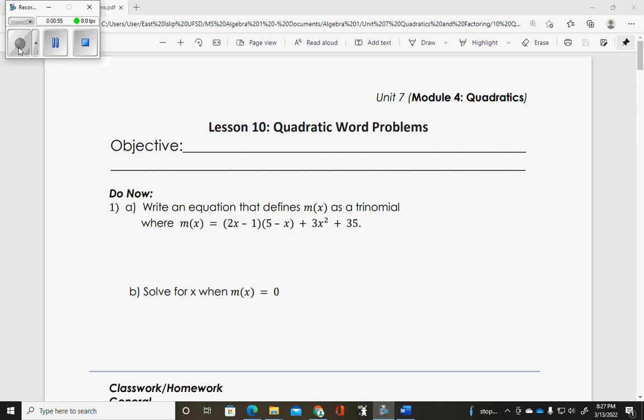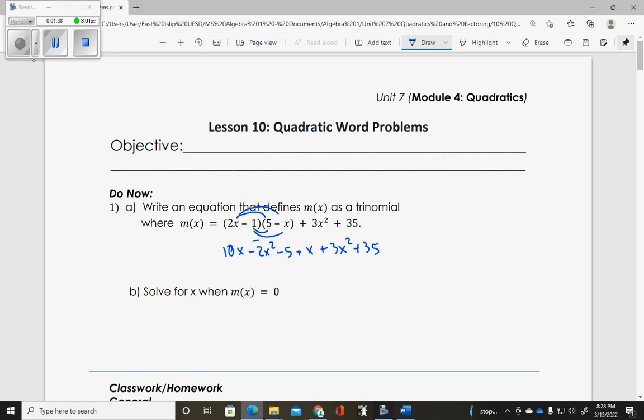So this was a Regents exam question one year. Write an equation that defines m of x as a trinomial where m of x equals that. Really, all they're asking us to do is to simplify this side of the equation. So a binomial times a binomial, we have a lot of distributing. Some of you like to use that box method. We get 10x minus 2x squared minus 5 plus 1x. And then I'm going to write down this plus 3x squared and plus 35.